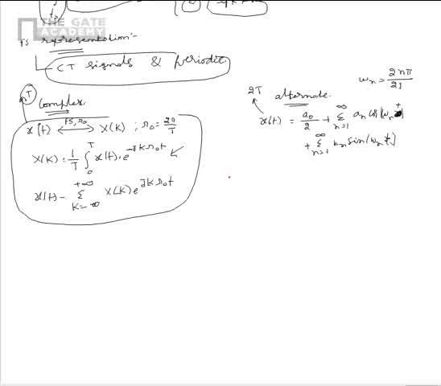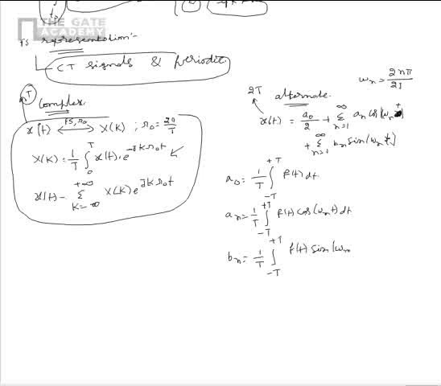Now the analysis equation can be written as a0 is equal to 1 by t integral minus t to plus t f of t dt. An is equal to 1 by t multiplied by integral minus t to plus t f of t cos of omega nt dt, and bn is equal to 1 by t integral minus t to plus t f of t sin omega nt dt.